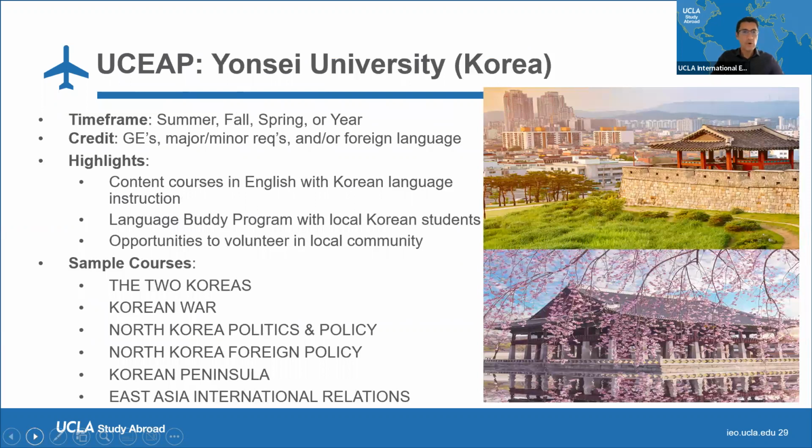Two more programs that I want to highlight: Korea, Yonsei University. There's actually a couple of universities to choose from in Korea. Yonsei University is the most popular one because they offer courses in English. They have courses, for example, about North Korea, the two Koreas, Korean War, and most of the courses are in English, and they're about 4 or 5 units each. Again, great option in Korea.